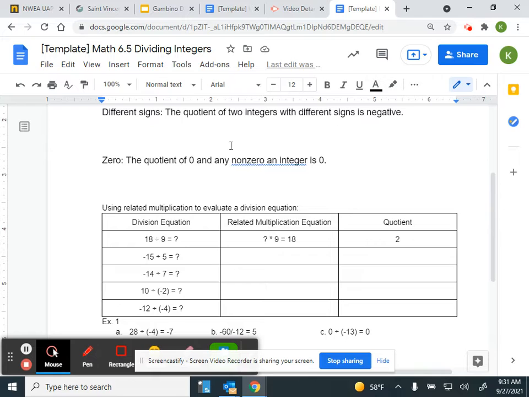Same thing with our zero rule. The quotient of zero and any non-zero integer is zero. So just like when you multiply by a zero, the answer is zero. When you divide zero by a non-zero number, the answer is zero.